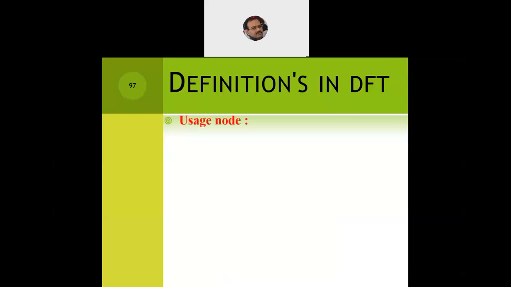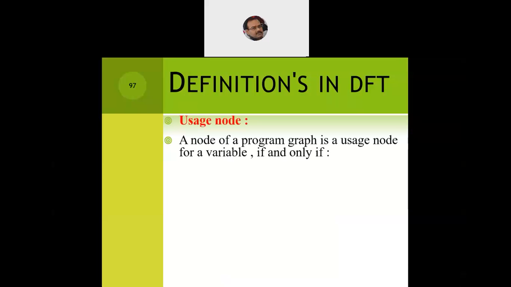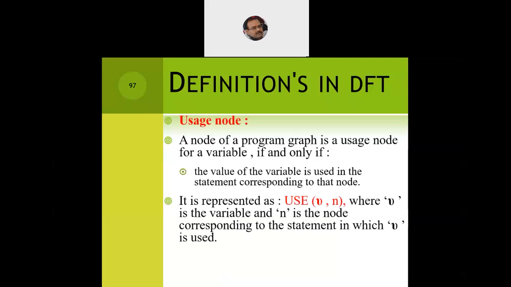Now that was one definition for the declaration and definition of a variable. This is the second part, the usage: how and where I use that particular variable within my program. So we say here a node of a program graph is a usage node for a variable if and only if the value of the variable is used in the statement corresponding to that particular node. The variable would have already been declared beforehand. Now we are going to use it. That is what we are saying, the usage node. And how do we represent it? We say USE in uppercase. The DEF is also written in uppercase, within parenthesis v comma n.